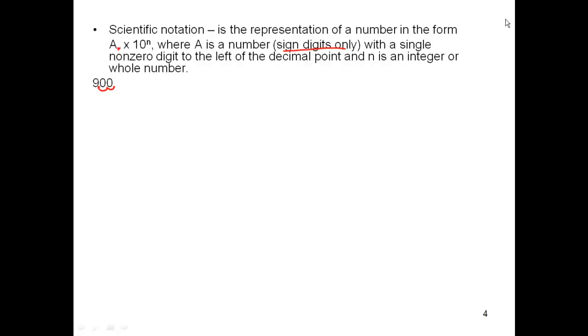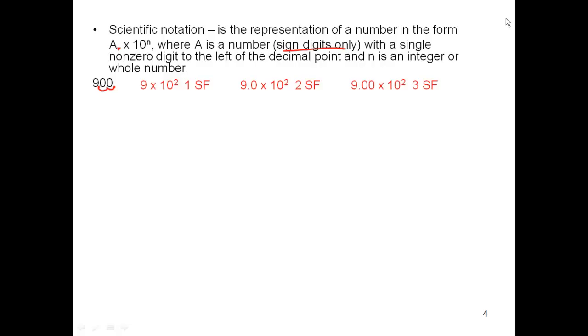So an example, if I wanted to say I have 1 sig fig, I would write it as 9 times 10 to the second. I moved it over 2 decimal places. I could also write that as 9.0 times 10 to the second, which would be 2 significant figures. Or I could write it as 9.00, 3 significant figures, times 10 to the second. All of them mean the exact same thing, 900, just different significant figures.